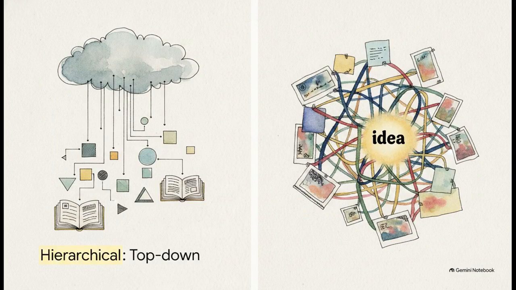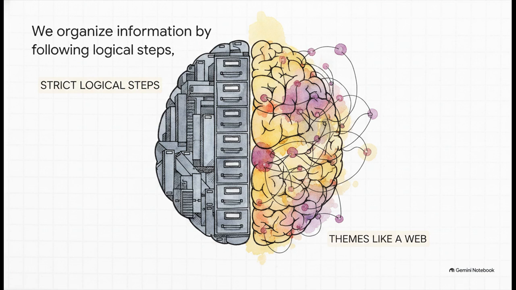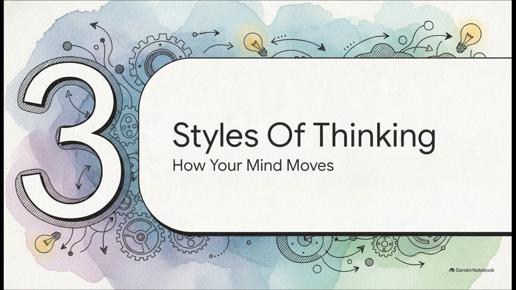Similarly, you might prefer a hierarchical top-down approach. This means you want the teacher to give you the big, overarching rules of physics first, and then the smaller details. Or you might be a networked learner. That's where you look at a bunch of messy, real-world examples first and piece together the overarching rules yourself. So the main idea is we organize new information either by following strict logical steps or by connecting big, interconnected themes like a web. Knowing how knowledge is structured is just half the battle.